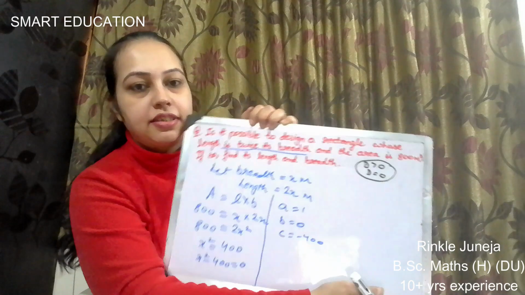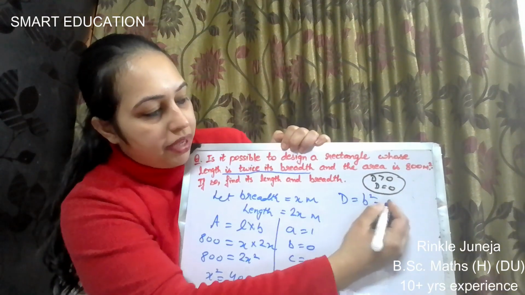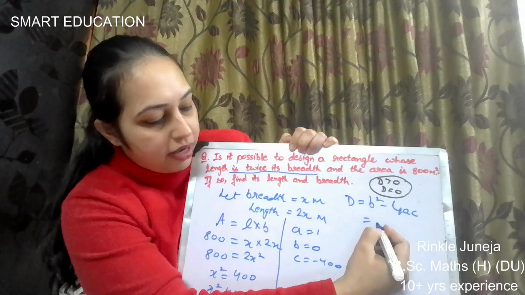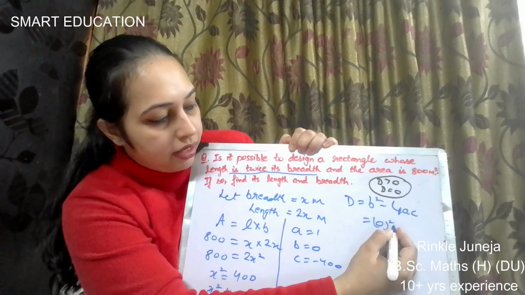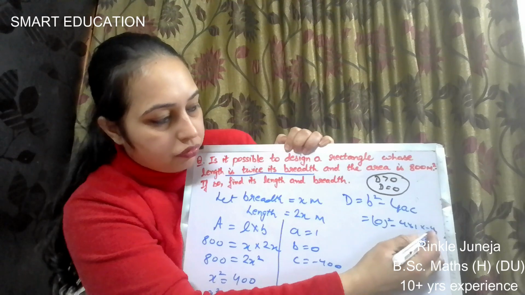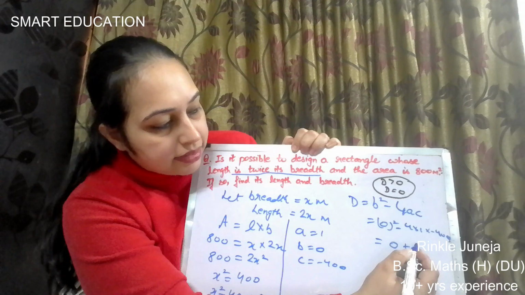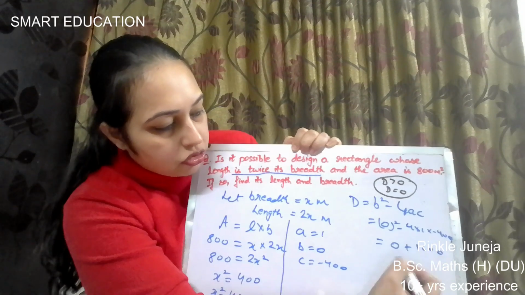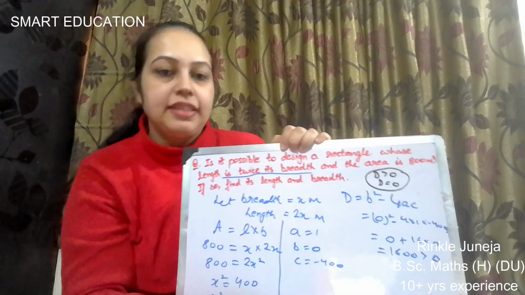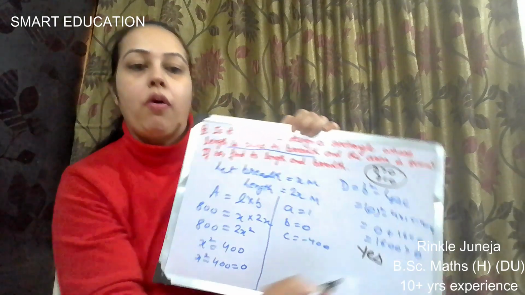Let's find our discriminant first. So discriminant is given as b square minus 4ac, right? Our b is 0, so this is 0 square, minus this is 4 into 1 into minus 400. So this is 0 plus 1600. So our discriminant is 1600, which is greater than 0. Hence, it is possible. Yes, it is possible.